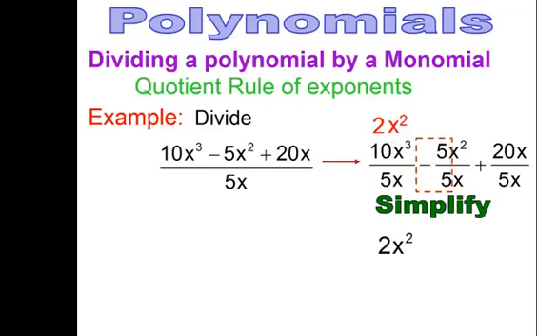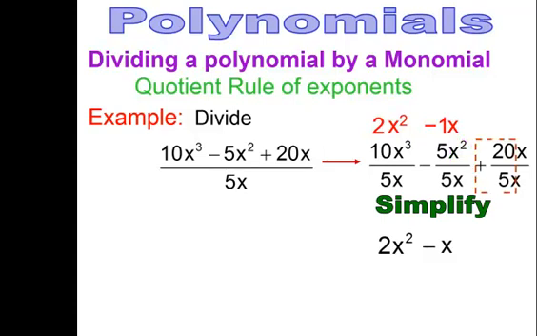Let's look at the next piece. We have 5 divided by 5, which is going to end up being a minus 1. And then you have x squared over x. When you subtract their exponents, you're going to end up with x to the 1 power. And remember, you can't leave an exponent of 1 and you can't leave a coefficient of 1. So when you simplify this piece, you're simply going to be left with minus x.